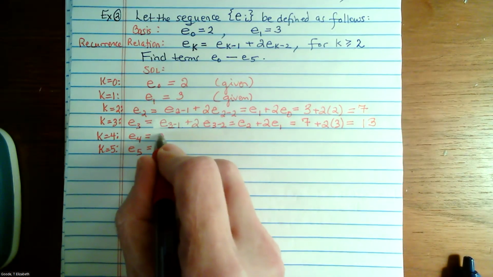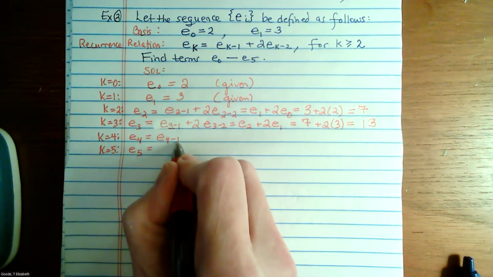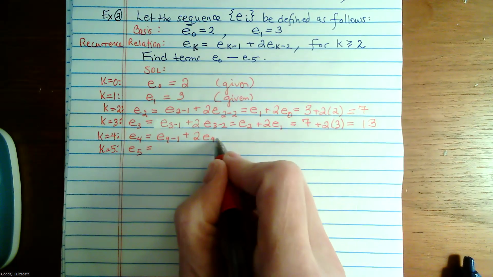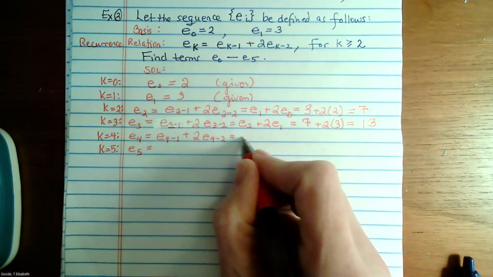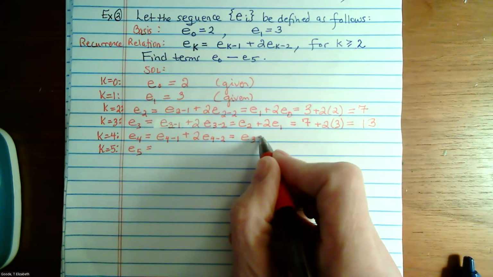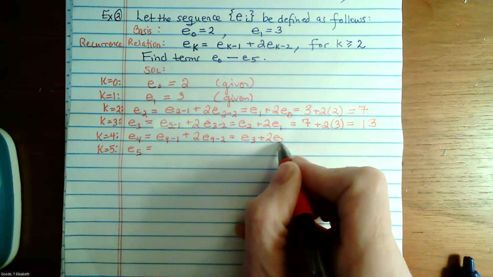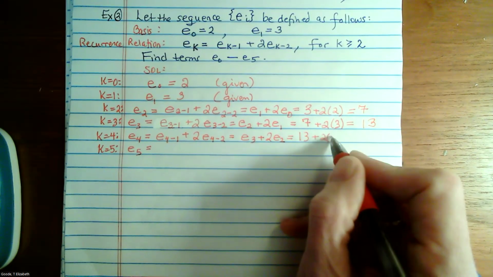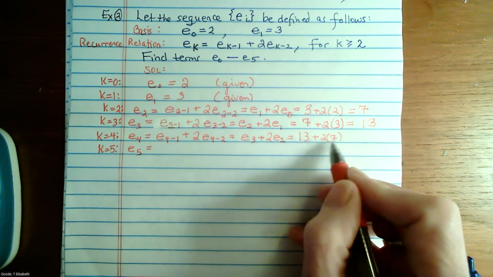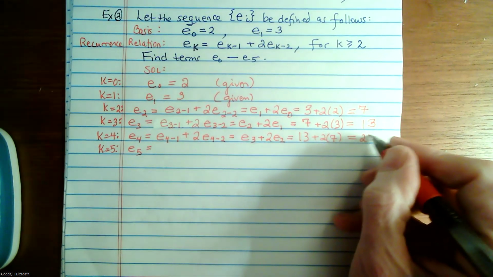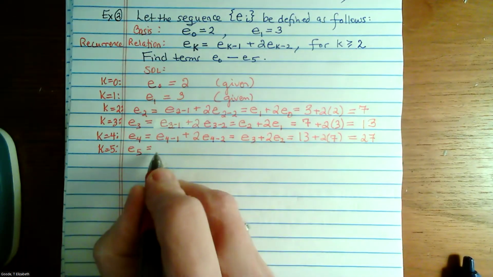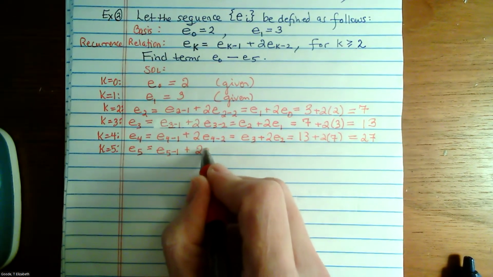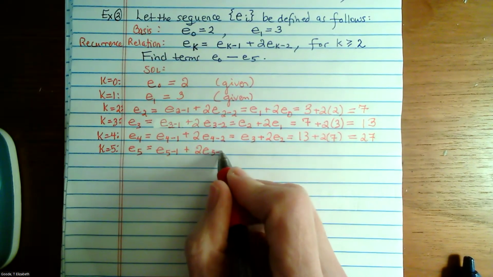Okay, cool. What are y'all getting for the E4? 27. Anybody else getting 27? E3 plus 2 times E2. Let's see, E3, 13 plus 2 times 7. Yeah, 13 plus 14. Yep, I'm getting 27. Cool. And let's just do one more for good practice. I think these are just sort of relaxing, to be honest.